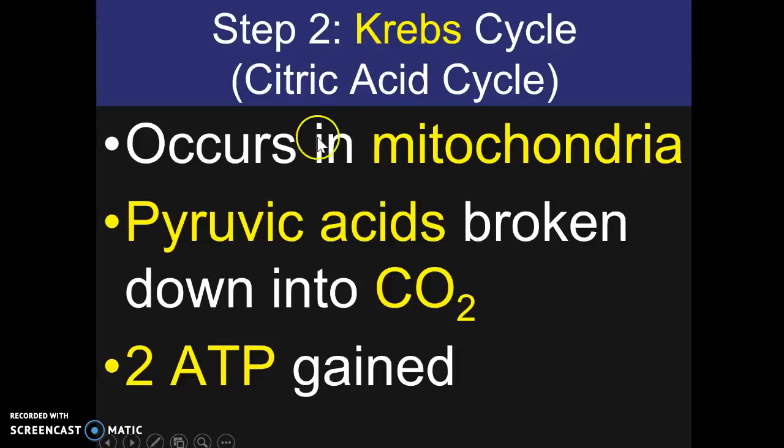Now, once we're in the mitochondria, those 2 pyruvic acids that we just made are going to be broken down even further into carbon dioxide. Now remember, in photosynthesis, plants take CO2 in. That's one of the reactants. But for respiration, what do we do with CO2? We exhale. Every time we exhale, we're exhaling CO2. So it's actually a product for us. And during this process, 2 ATP are also gained. So let's think overall how much ATP we've made so far from one glucose molecule. We had 2 from glycolysis and now 2 from the Krebs cycle. So right now we're sitting at 4 total ATP.